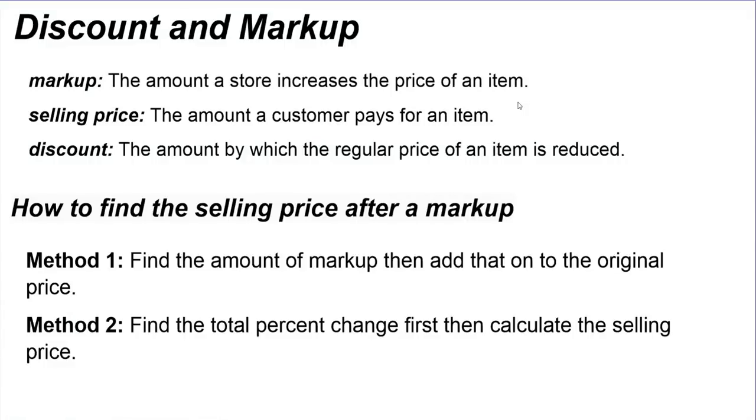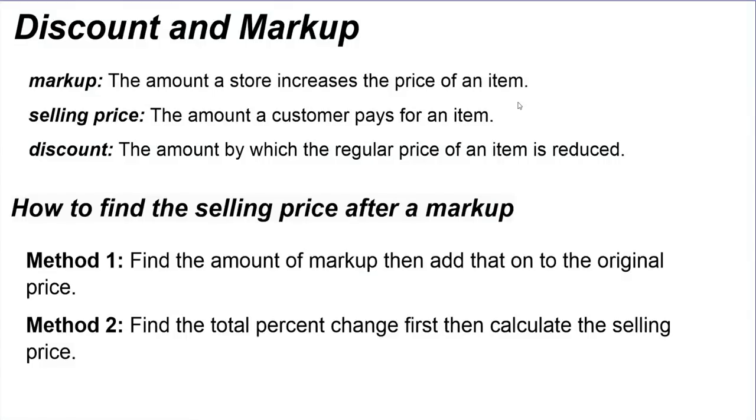So a markup is the amount a store increases the price of an item. When they purchase an item or get something from their supplier, they have to increase the price in order to make a profit, and that's called the markup. That gives us the selling price, the amount a customer pays for an item. Whatever you see on the price tag is the selling price. On the opposite side, we have a discount, the amount by which the regular price of an item is reduced, or put on sale.